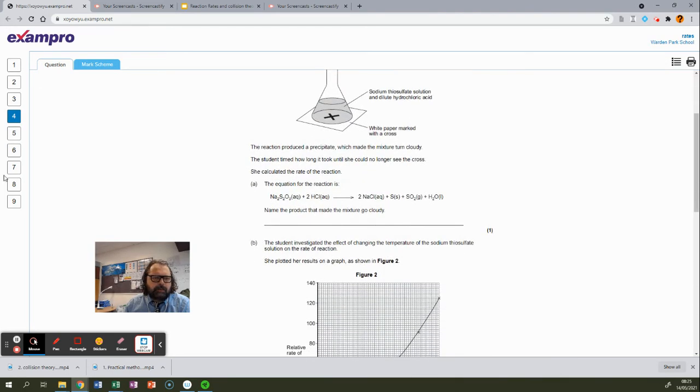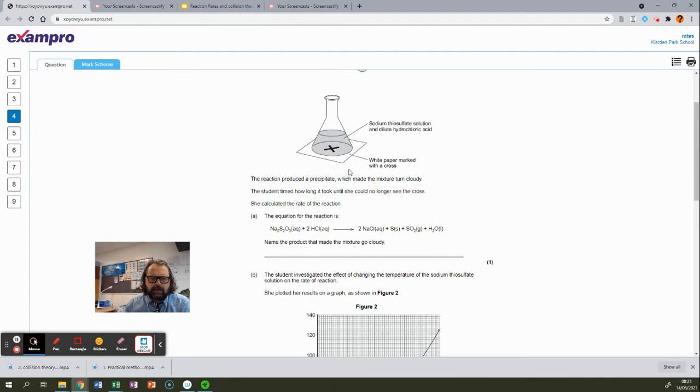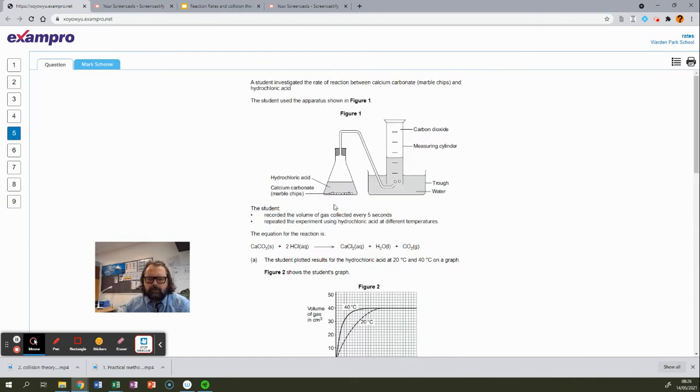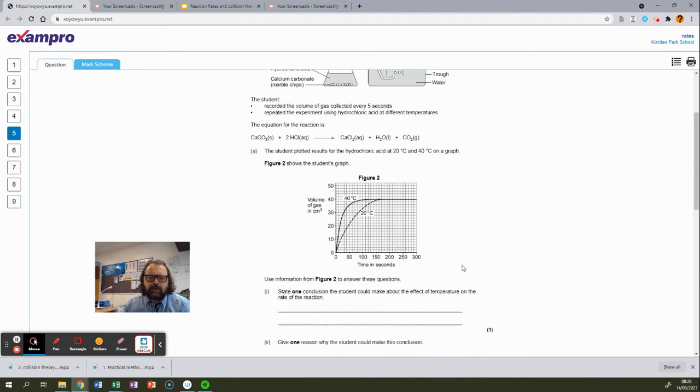Again, very popular question. Here's one from a higher tier paper, a similar sort of question. And here's our other method for the required practical, where the amount of gas is collected and compared with time. So in this experiment, you can see that the volume of gas is being measured. That's our dependent variable, and time for the reaction to progress. And so the independent variable here is the thing that is different between the 2 lines, the temperature, 20 degrees for this dotted line and 40 for the solid line.